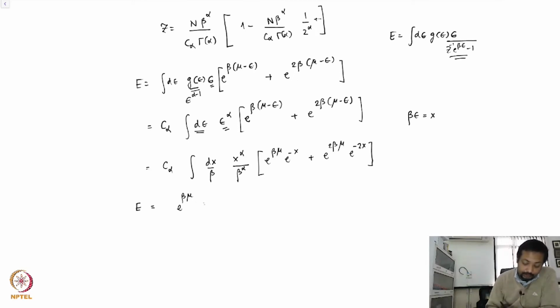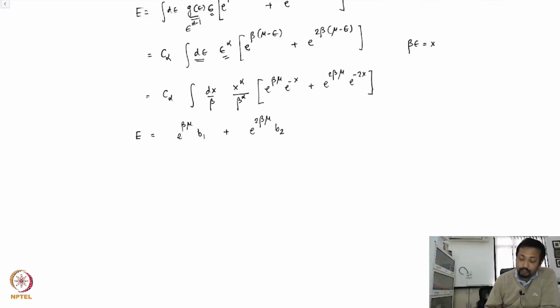let's say b1, so we will write this as b1 + e^{2βμ} b2. Recall, e^{βμ} is going to be z. b1 is c_α β^{−(α+1)} ∫dx x^α e^{−x}, and that is given by Γ(α+1) divided by β^{α+1}.